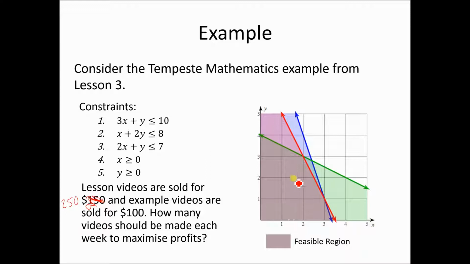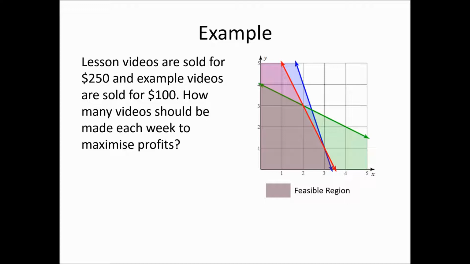So, out of all of these points in here, where x represents the lesson videos and y represents the example videos, which one of these values is going to give me the best profit, the most profit? So, let's have a look at this.